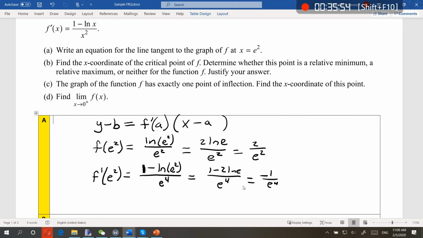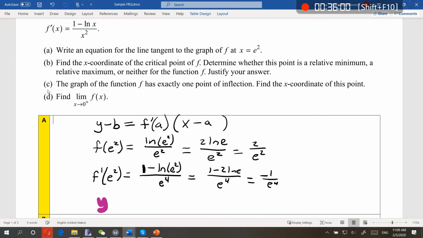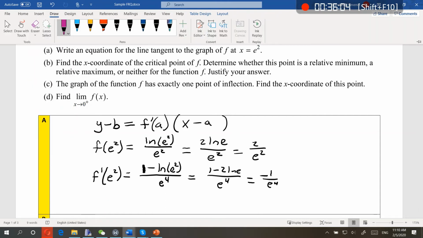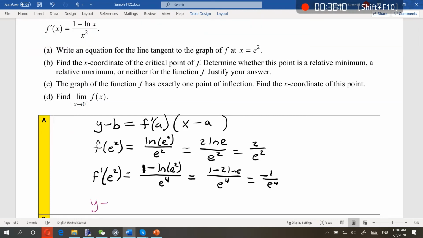Okay, final answer is y minus b, so that's y minus 2 over e squared, equals negative 1 over e to the 4th power times x minus a, x minus e squared. Okay, any questions on part A? No. No.